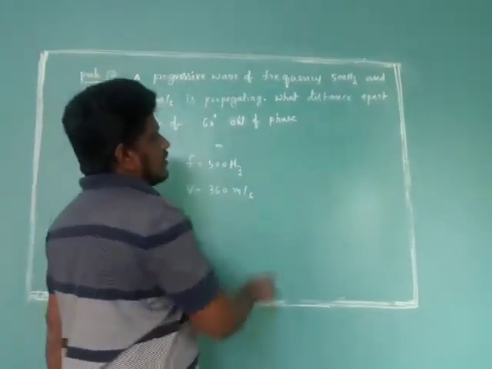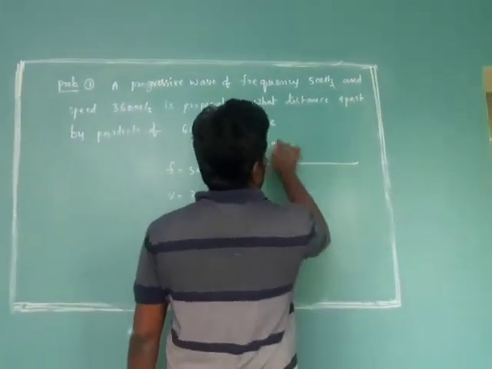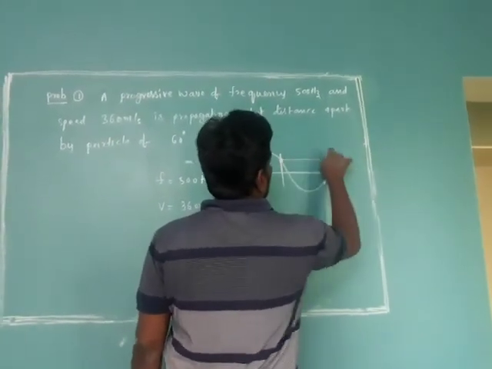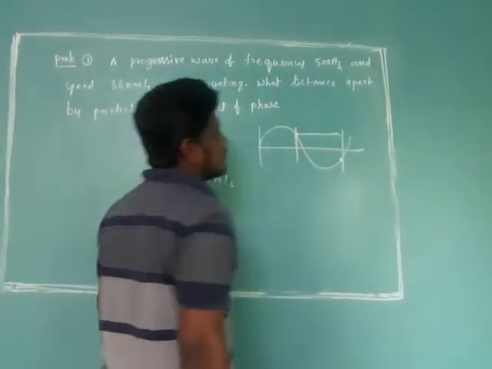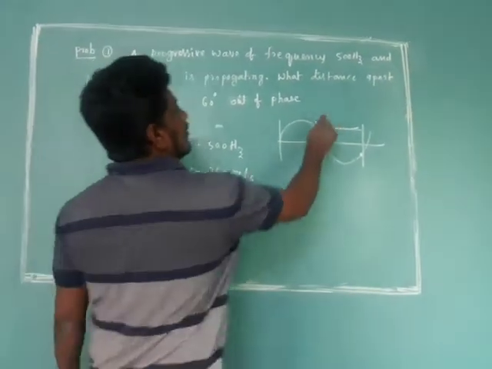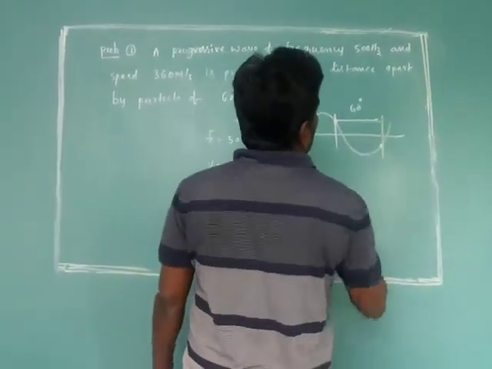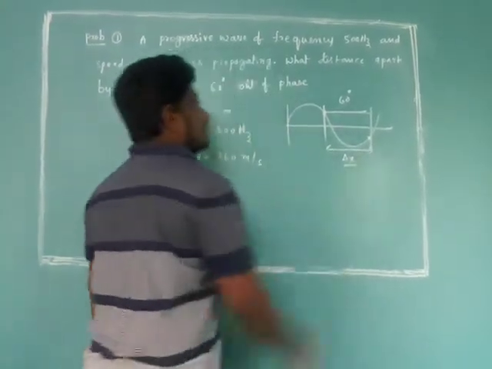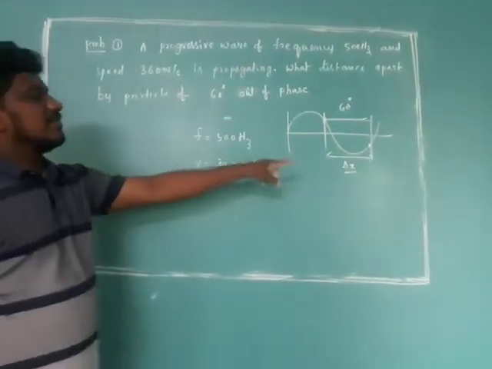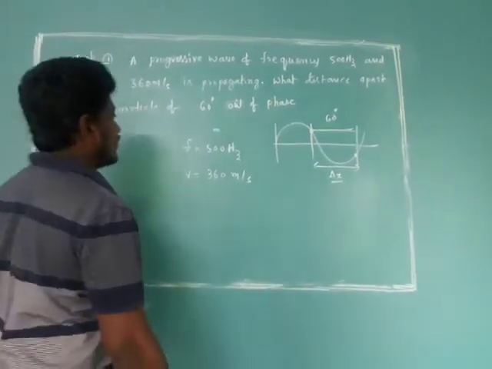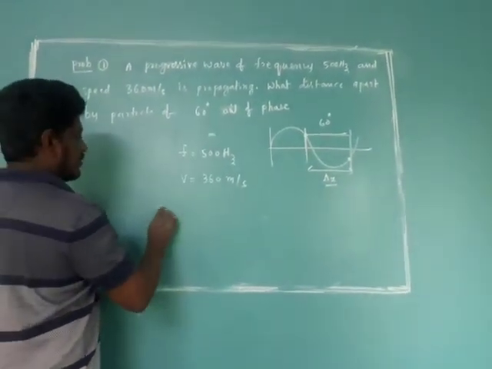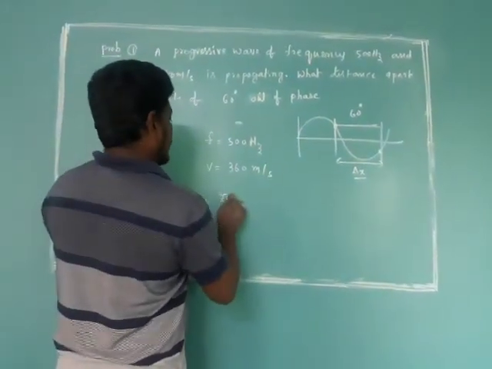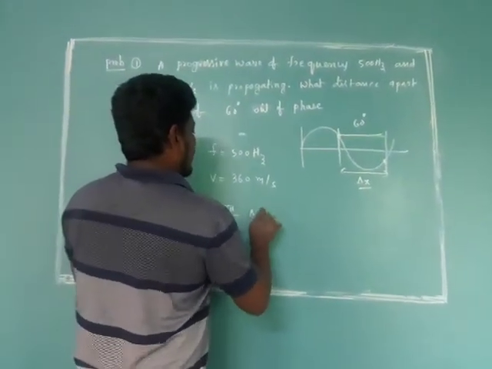And the two particles are having a phase difference. Suppose this is one particle and this is one more particle. The phase difference between the two particles is 60 degree. What is the distance between them? This is the distance, delta x. So if you know the phase difference, you can calculate path difference. So what is the relation between phase difference and path difference? Phase difference delta theta is equal to 2 pi by lambda times path difference.